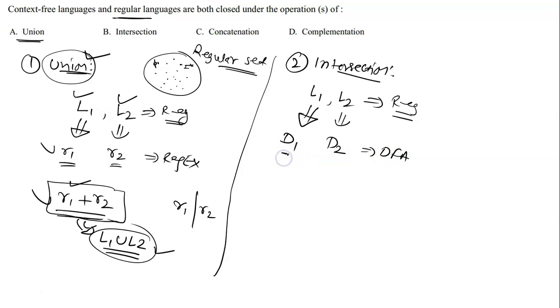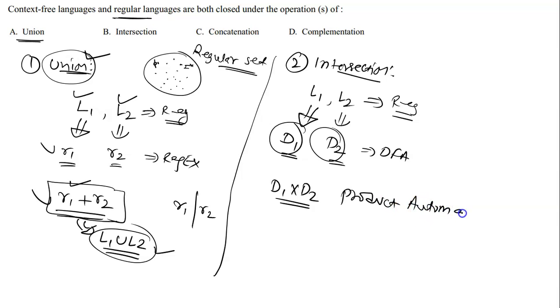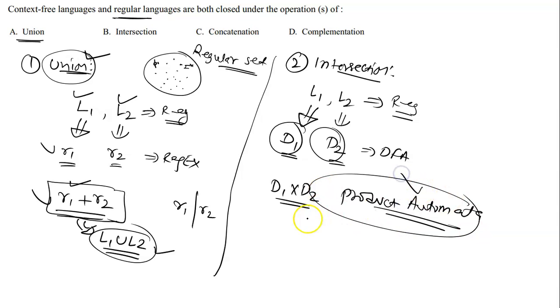Now if you have D1 and D2, two DFAs, then very easily you can make a product automaton. So you can construct D1 cross D2. This we call the product automaton. So this product automaton will give us L1 intersection L2.